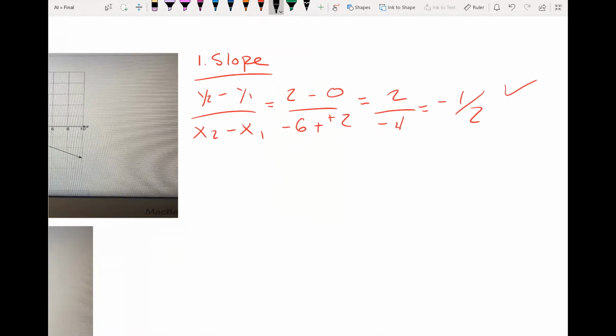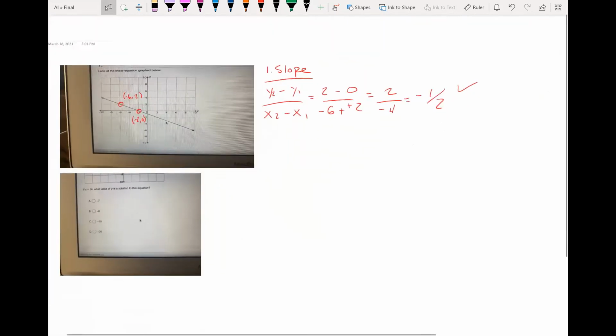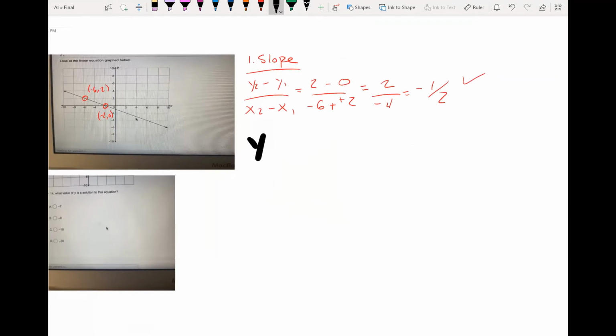Next thing we're going to do is, our end goal is to find an equation.